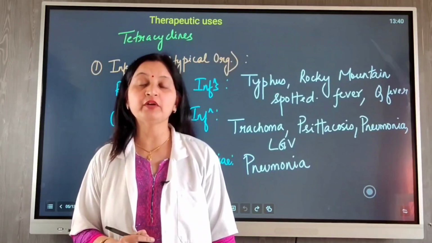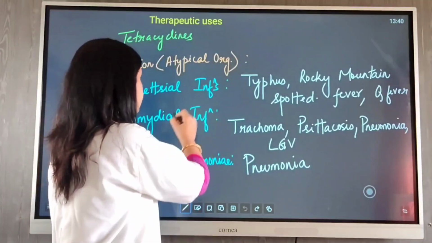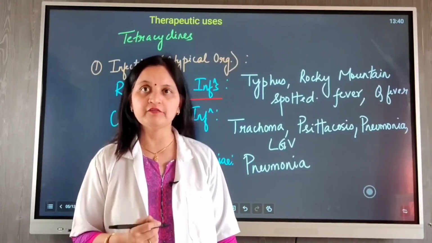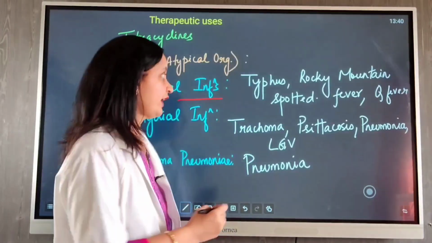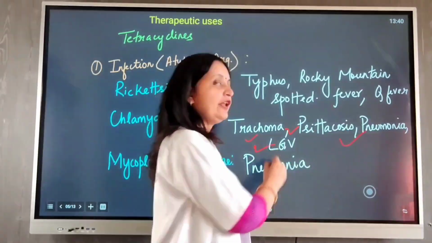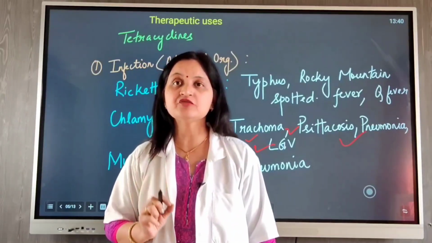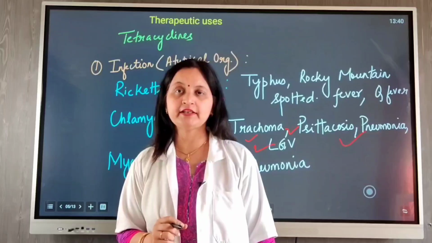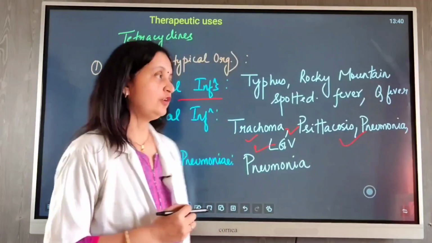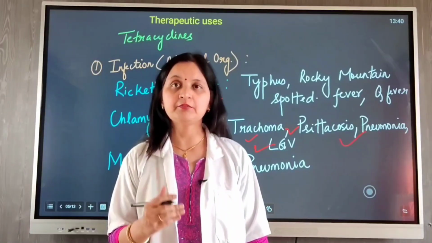They are highly effective for treating infections caused by atypical microorganisms. Some of the rickettsial infections are typhus fever, Rocky Mountain spotted fever, and Q fever. Chlamydial infections include trachoma, psittacosis, pneumonia, lymphogranuloma venereum (LGV), and ulcerative genital infection caused by chlamydia. This responds to tetracycline treatment. Tetracyclines are also useful against Mycoplasma pneumoniae, which is a common cause of atypical pneumonia.